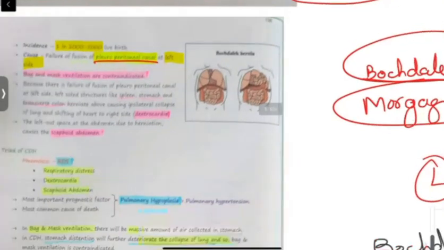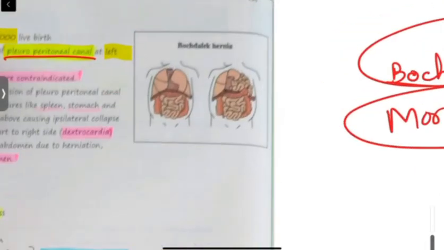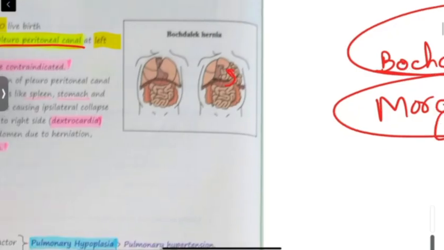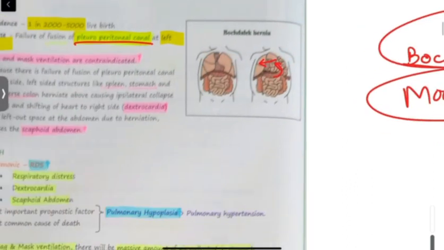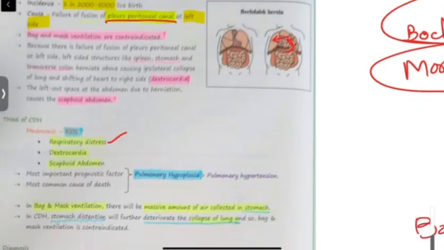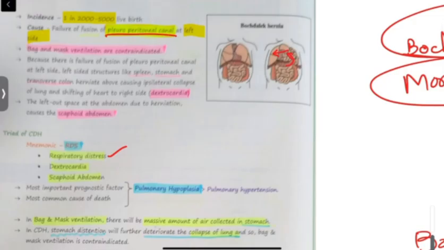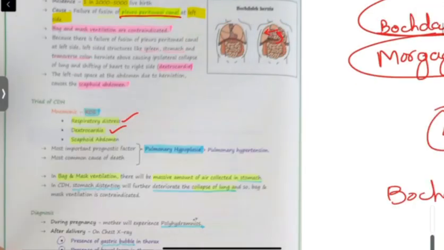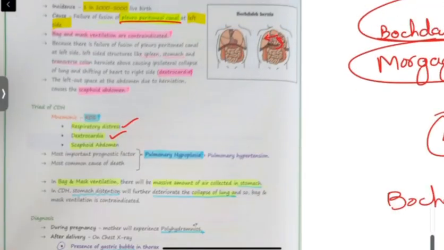Because of this, whatever the contents are there in the abdomen will get herniated through the left side into the thoracic cavity, pushing whatever the structures are there in the thoracic cavity to the right side. Because of this there will be dyspnea, respiratory distress in the child. Other than that, shifting of the heart to the right side, that is called dextrocardia. Other than that, the abdomen will not look bulky, it will look sunken in. If you are looking at it from the side, the abdomen will look like this.